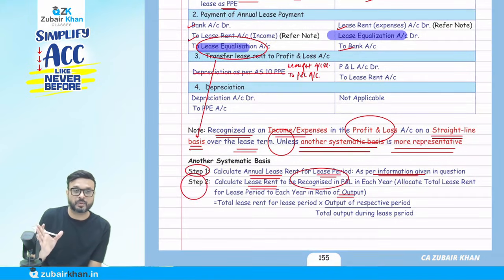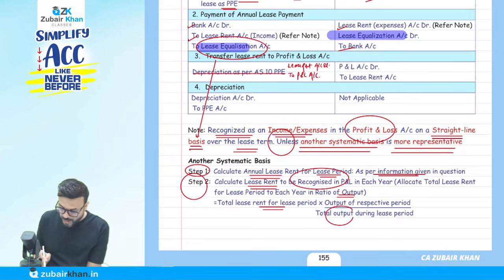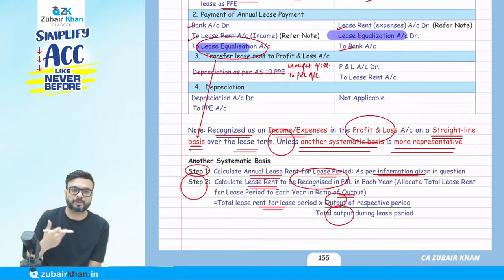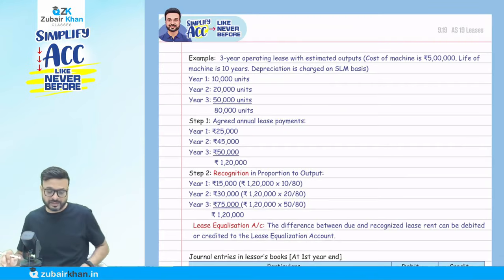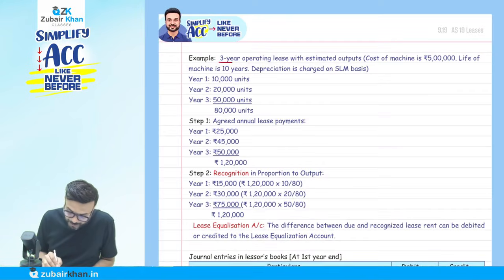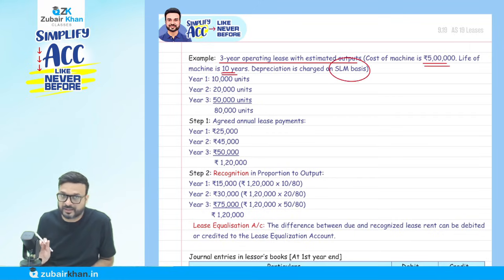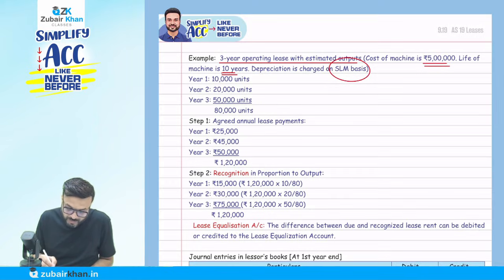For example, in the first year the unit is going to manufacture by that machinery 10,000, then 20, 30, so in the ratio of 1:2:3. The total lease rental for the period is divided by total output and multiplied by the output of that period, so they recognize it in the proportion of output. Let's take an example. Here it is a 3-year operating lease with the estimated output cost of the machine rupees 5 lakh, life of the machinery is 10 years, depreciation they charge unnecessary. Year 1 the units are 10,000, then 20,000 and then 30,000.